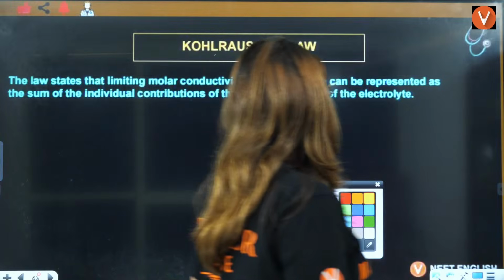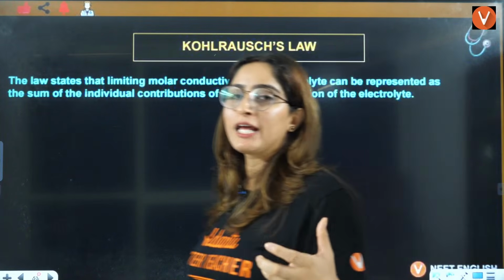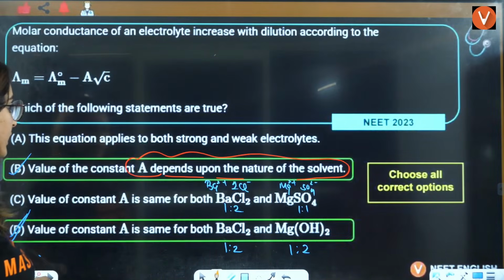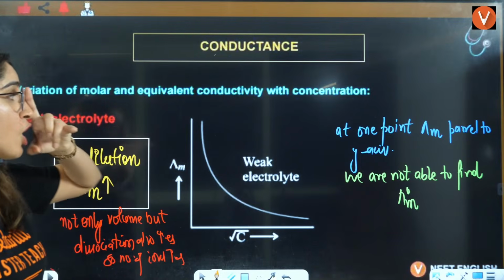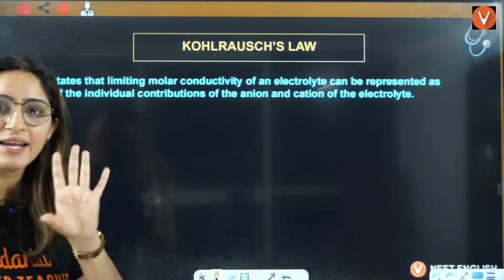See, if you talk about this thing here, we were not able to find out the limiting molar conductivity of the weak electrolyte. If you have seen this here, we were not able to find it, right? So to find it, we have a law that is very simple.